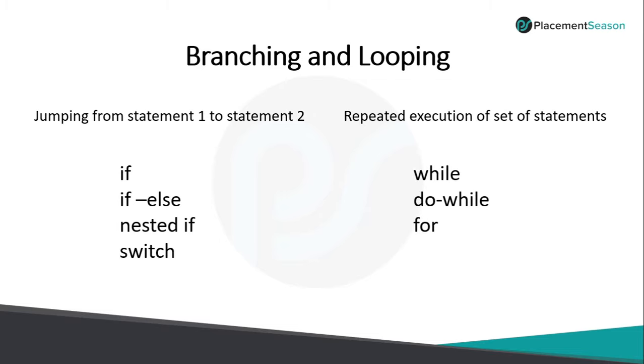In branching statements, we have if else, nested if, and switch. In looping, we have while, do while, and for. I think the computer science and circuit branch students are comfortable with this topic, but many students are watching from non-circuit branches like mechanical, civil, petrochemical, automobile, etc. So we will discuss the basics of this topic, and then move on to the Code Blocks IDE and discuss the IDE. We'll execute the program and see how it runs.